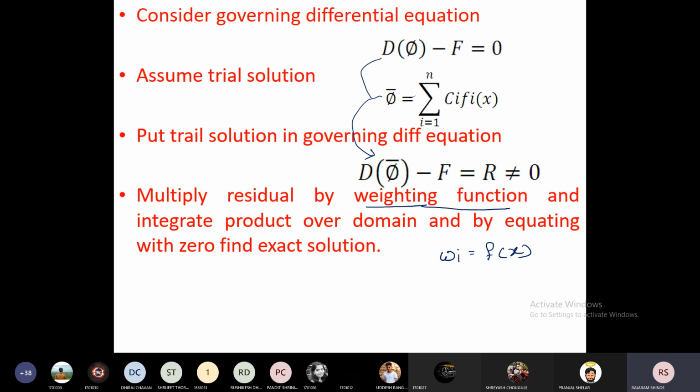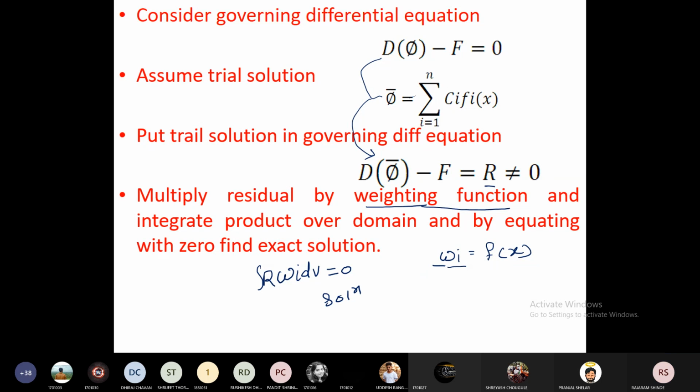Before that, you have to remember that you select the weighting function, and you take the product of the residual and the weighting function, R wi, and you have to integrate this product. This is the residual R, this is the weighting function. You integrate this product over the domain of the problem and equate it with 0. That will give the solution to the problem.